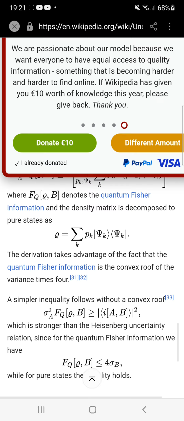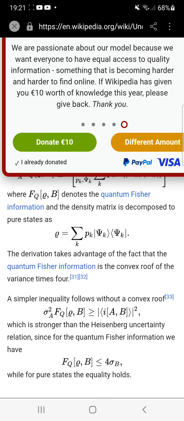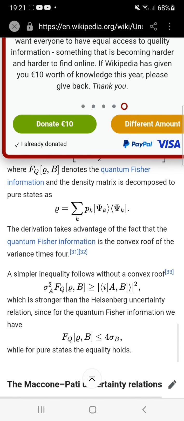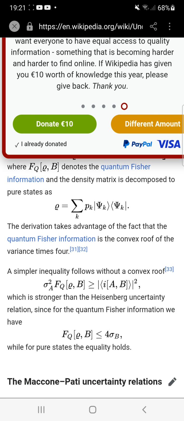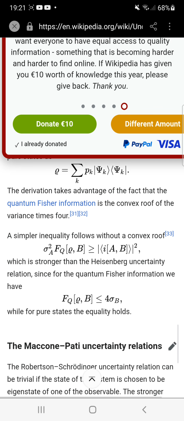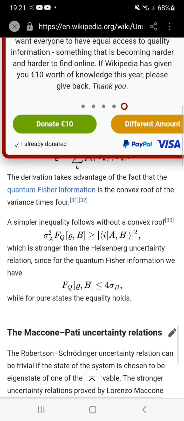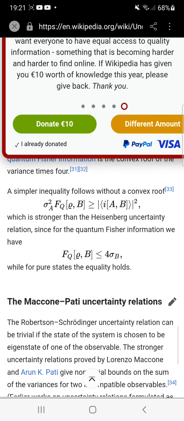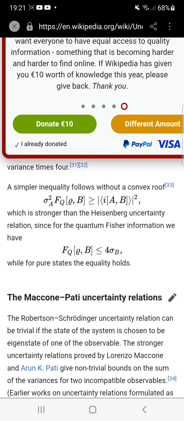into pure states as Quachi equals sum k pk gk. The derivation takes advantage of the fact that the quantum Fisher information is the convex roof of the variance times 4. A simpler inequality follows without a convex roof.